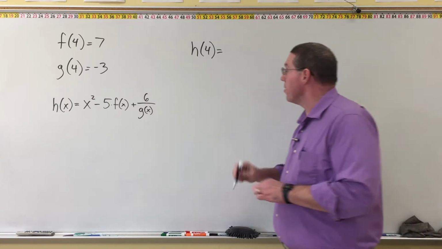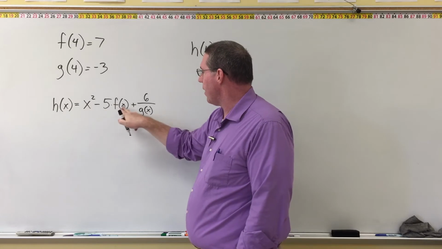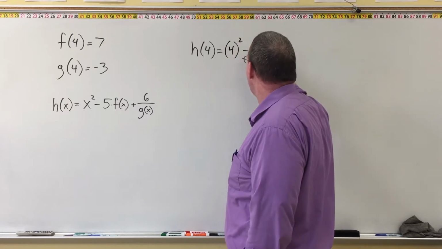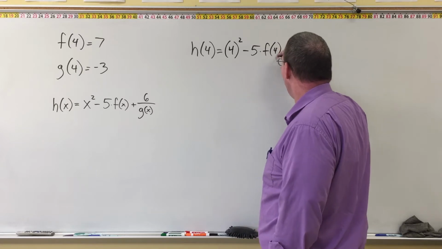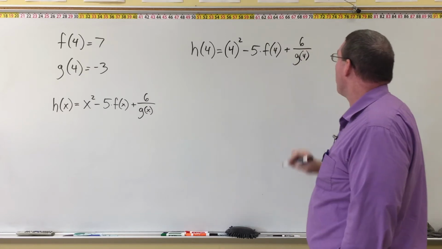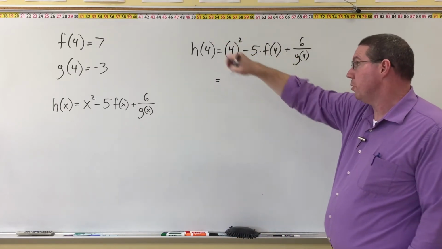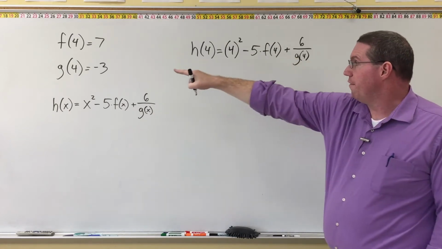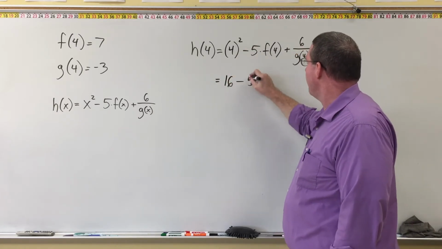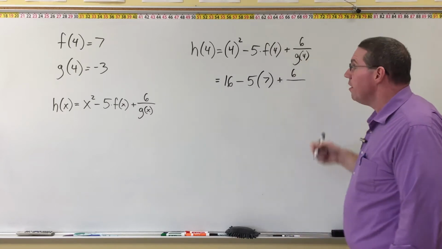All right, so h of 4 is equal to, now this is based on h of x, so what I'm going to do is I'm going to rewrite this whole thing, but everywhere we see an x, I'm going to put a 4. So x squared, which is now 4 squared, right, minus 5 times, instead of f of x, I'm going to put f of 4, plus 6 over g of, instead of g of x, I'm going to put g of 4, okay? Now I can replace the f of 4 with what f of 4 is equal to, which is 7, and I can replace the g of 4 with what g of 4 is equal to, which is -3. I'm also going to resolve this 4 squared, so 4 squared is 16 minus 5 times f of 4 is 7, so I'll put a 7 in here, plus 6 over g of 4 is -3.